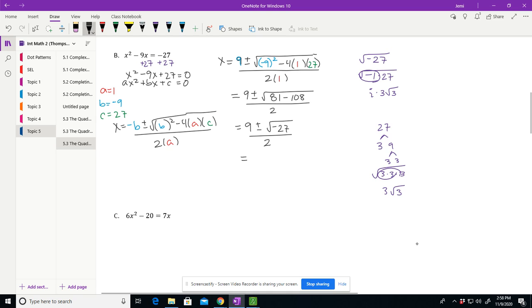So coming back to my equation, I have 9 plus or minus 3i square root of 3 divided by 2. When I split this up and I rewrite it as 2 fractions, I get 9 halves plus or minus 3i square root of 5 over 2. And then I check, is there anything I could simplify with the 9 and the 2? No. Is there anything I could simplify with the 3 and the 2? No. So that's actually going to be my final answer.